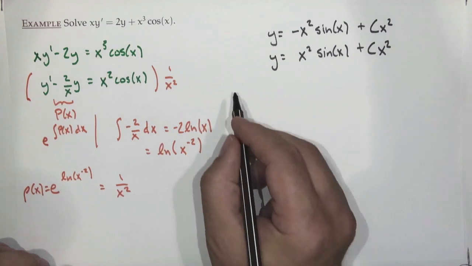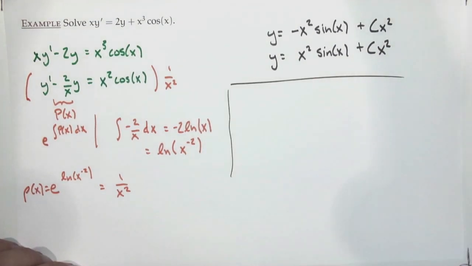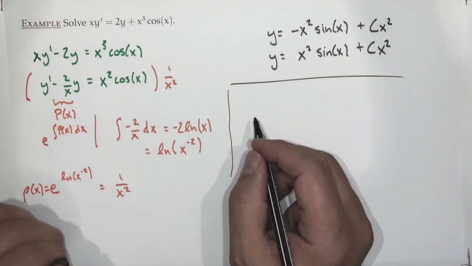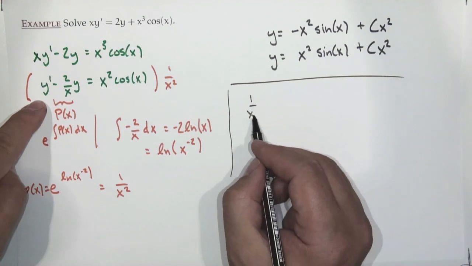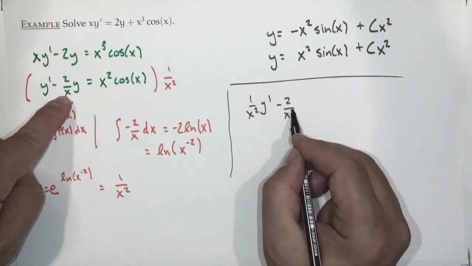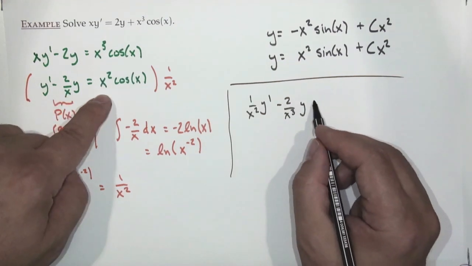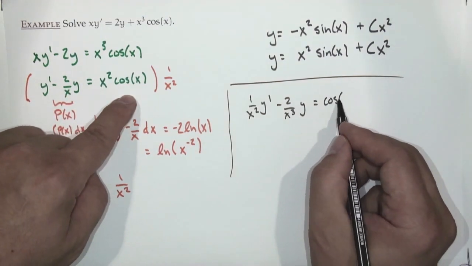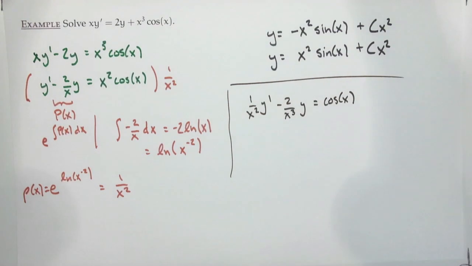So updating, we will get 1 over x squared y prime minus 2 over x cubed y equals cosine x. Oh, phew. No integration by parts on that right-hand side. Dodged a bullet on that. All right.